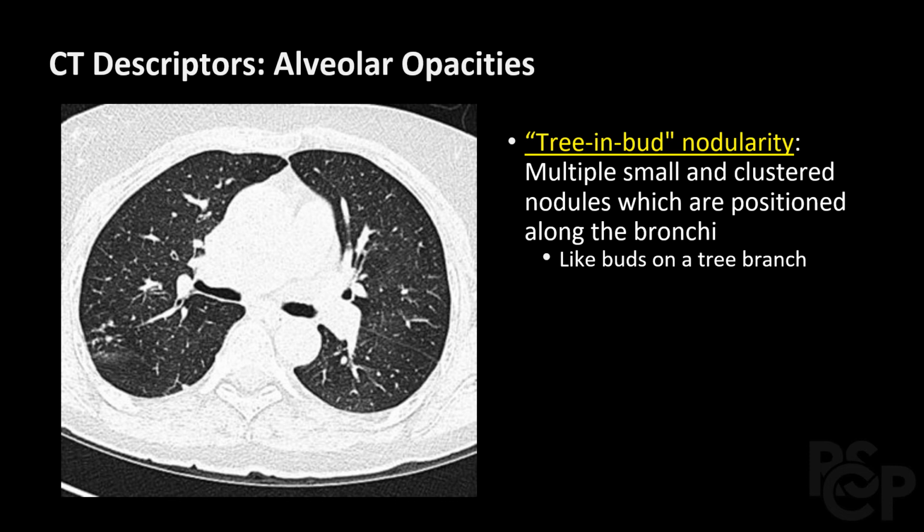Recognizing these different patterns of opacification on CT is important because these influence your differential diagnoses. For example, typical pneumonia usually results in consolidation, whereas atypical pneumonia often presents with multifocal ground glass or tree and bud opacities. Let's conclude this presentation by talking about a search pattern you can use to navigate a chest X-ray.